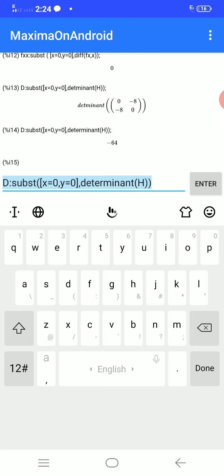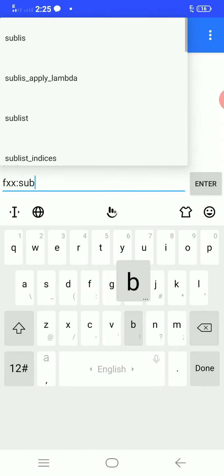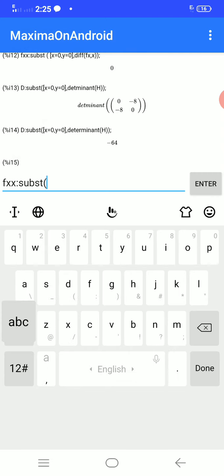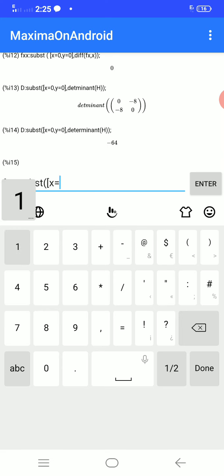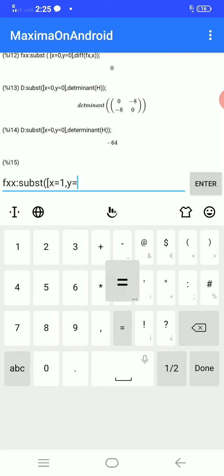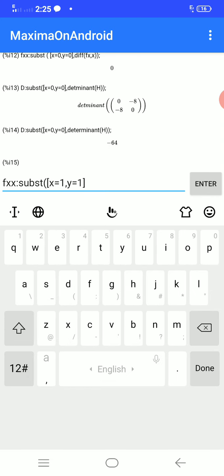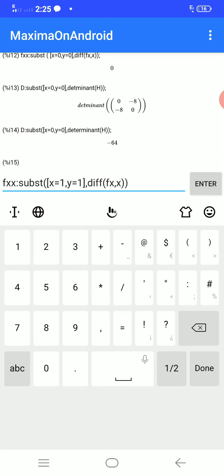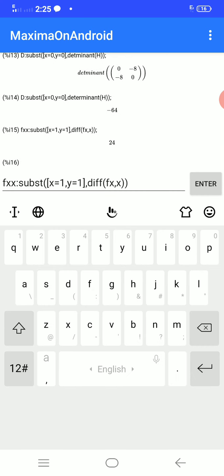Next check the value of A and D for x is equal to 1, y is equal to 1. So fxx using colon, using the syntax subst, in open bracket close bracket x is equal to 1 comma y is equal to 1 bracket complete, comma, diff of function f, x comma x, bracket complete, then enter. So we get the value of A is 24.